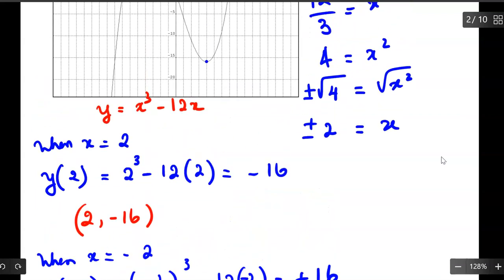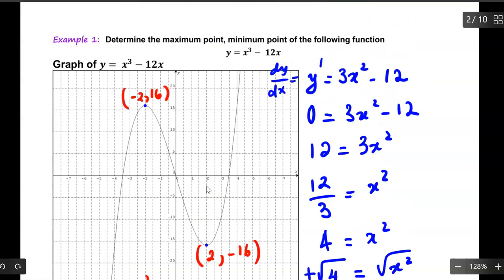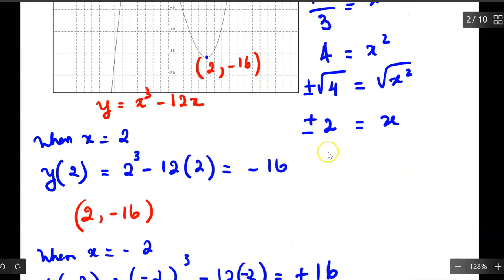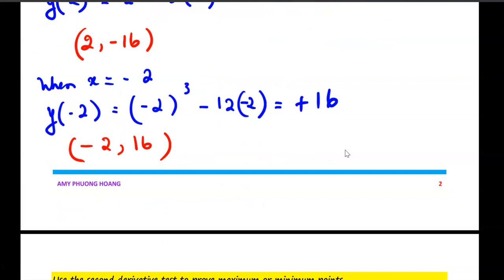Okay, so let's label these 2 points on the graph. So it's negative 2, then I have 16. When it's 2, I have negative 16. So obviously this is your maximum point and this is your minimum point. But the whole point in here is you have to use the second derivative test to figure this out, to prove that this point is either a maximum or a minimum.